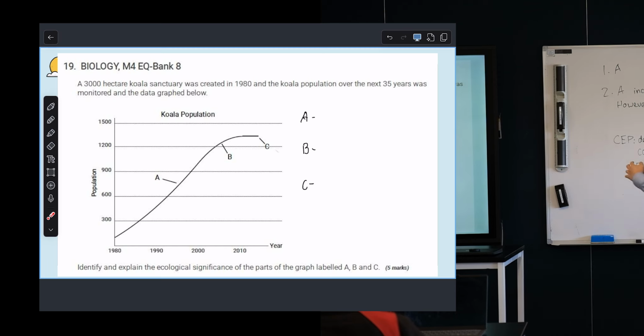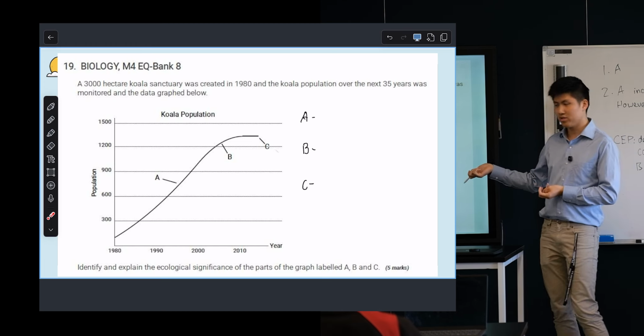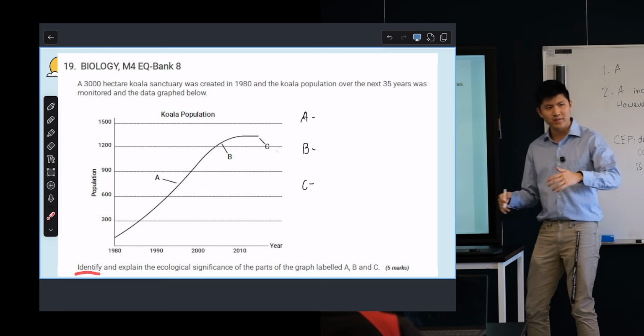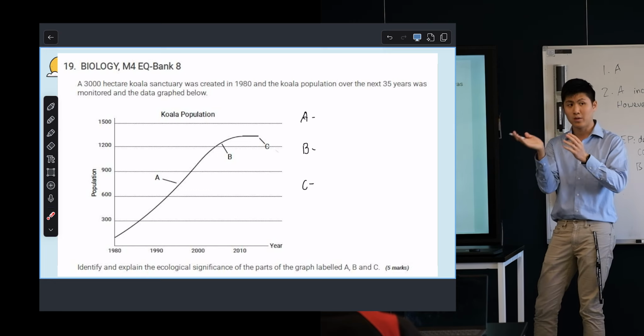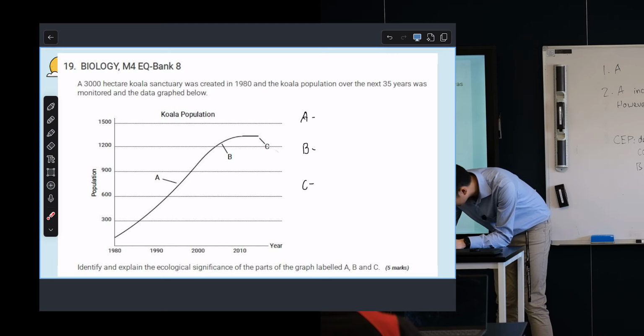So a 3,000 hectare koala sanctuary was created in 1980. And the koala population over the next 35 years was monitored and the data graphed below. Identify and explain the ecological significance of the graphs labeled A, B, and C. Okay, now they've also been extra nice in scaffolding our question for us. So they say identify and they say explain, right? So that means we say what the trend is and say why it is for every single one, right? So I'm going to mark that on my sheet as well. So I and E.